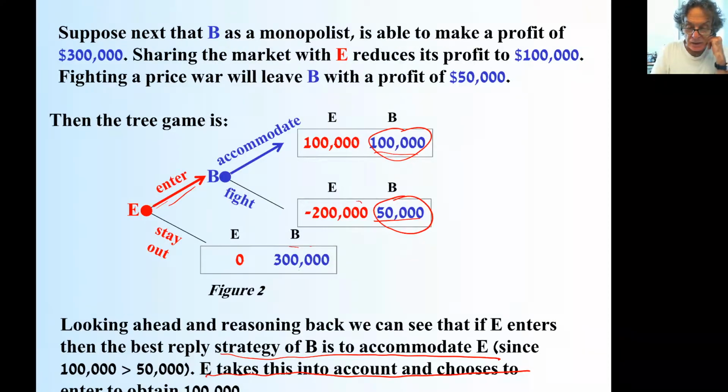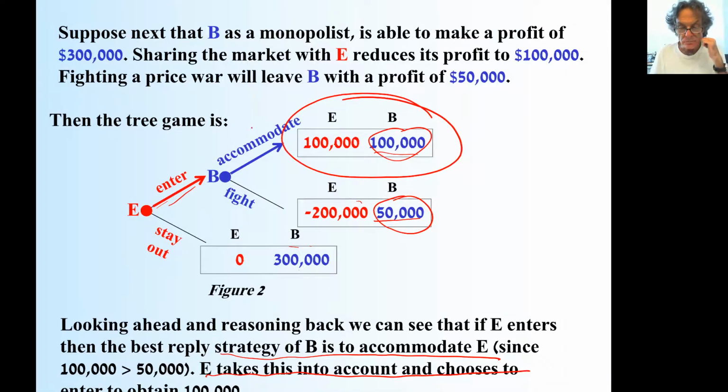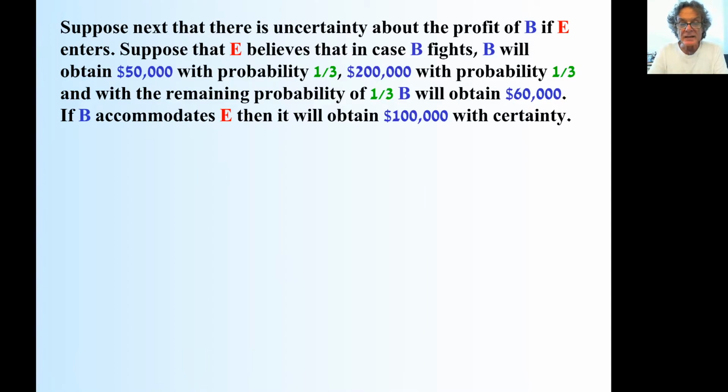Okay, so this is the result. This is the outcome. Suppose next that there is uncertainty about the profit of B if he enters. Suppose that he believes that in case B fights, B will obtain either $50,000 or $200,000 or $60,000, each with probability 1/3. So either 50,000, 200, or 60, each with probability 1/3.